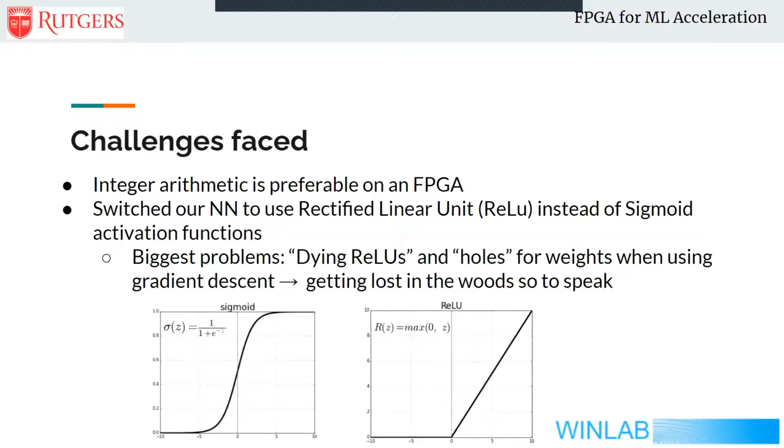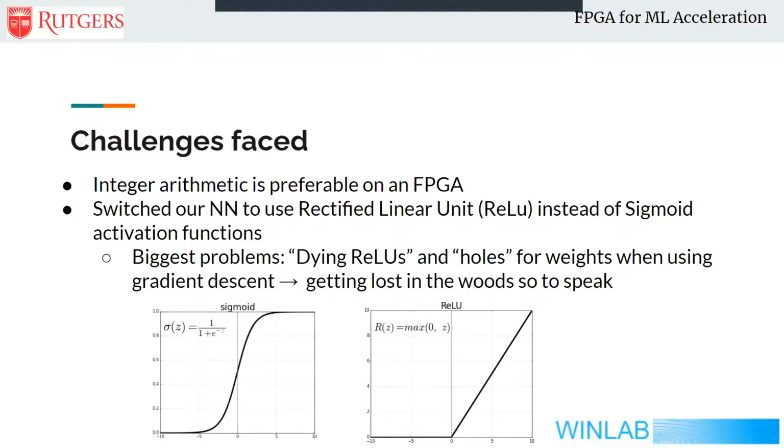So on to the challenges that we faced during this project. FPGAs are much better with integer arithmetic as opposed to floating point arithmetic. So it would be beneficial if we were able to use a neural network that uses entirely integer arithmetic. One of the changes that we implemented in order to accommodate this was to use a rectified linear unit, or ReLU function, instead of a sigmoid activation function.